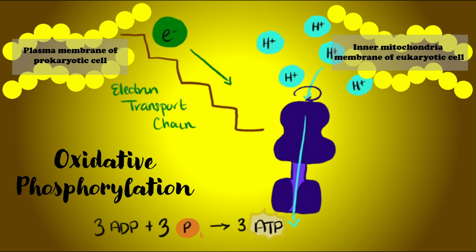Now, as these protons flow back into the mitochondrial matrix through ATP synthase that you see here in purple, the enzyme harnesses this energy to convert ADP into ATP. And this is how the majority of ATP is produced in aerobic organisms.